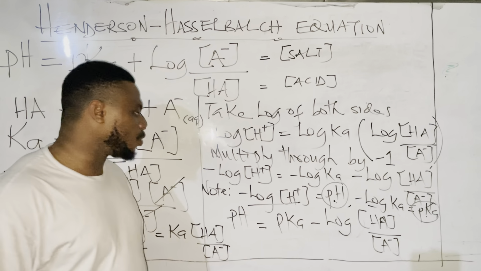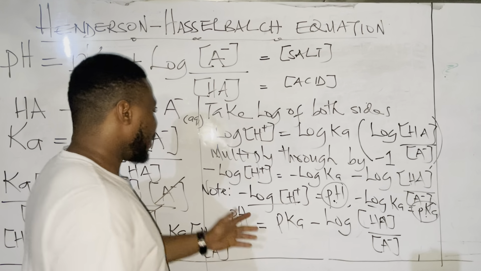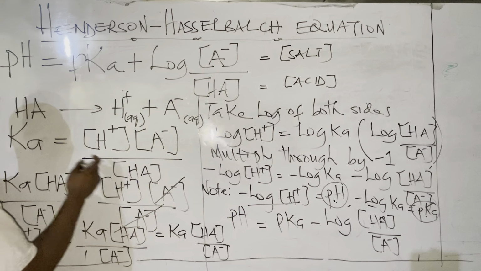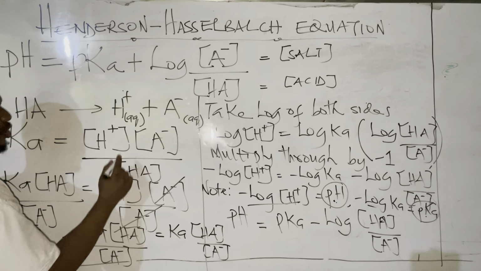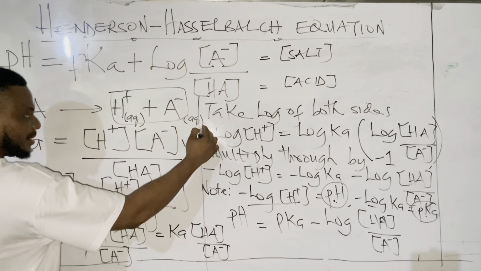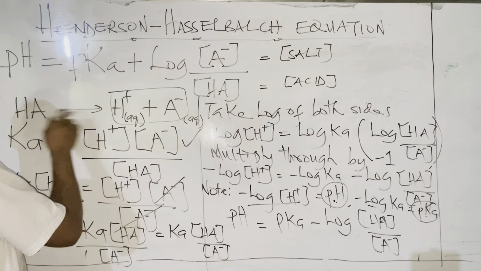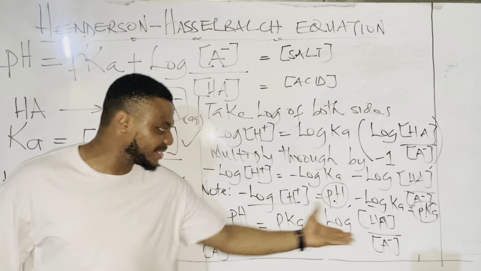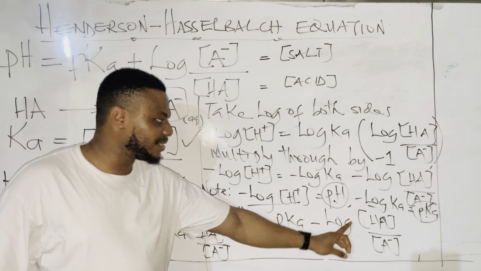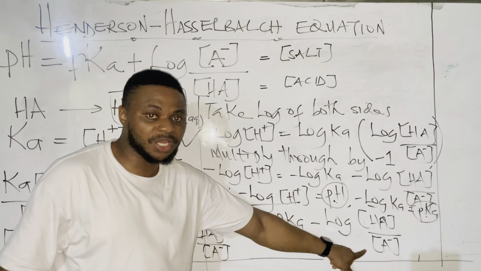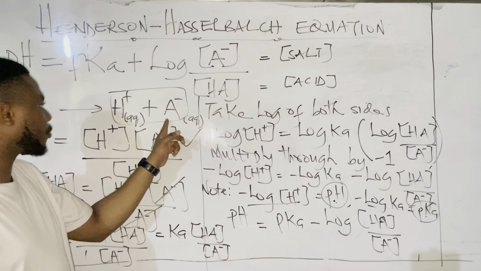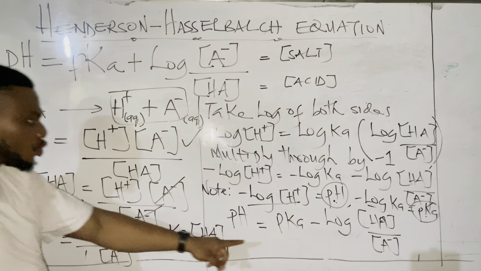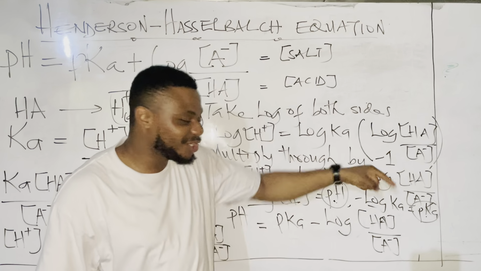Alright? But now we are not done. I want to let you know this. If you look at this reaction, you realize that from equilibrium constants, when you want to express concentrations, the products are supposed to be at the top, while reactants are supposed to be below. So you have to rearrange this expression to ensure that your A minus, which is your conjugate base, comes up, because A minus is a product. HA is a reactant. So you have to take A minus up, bring HA down.